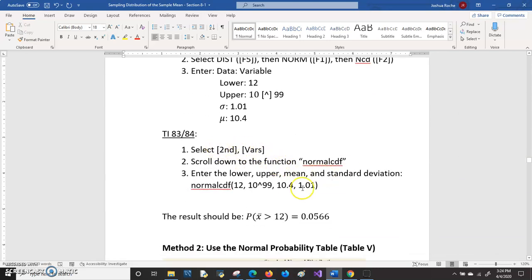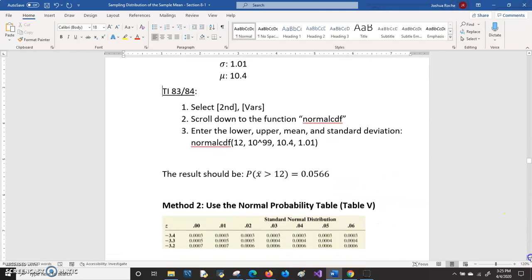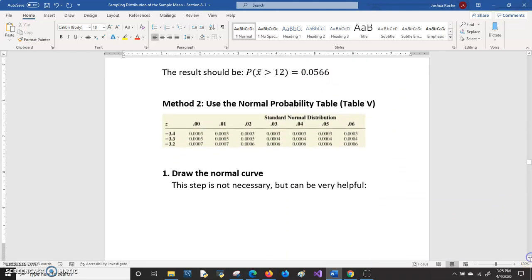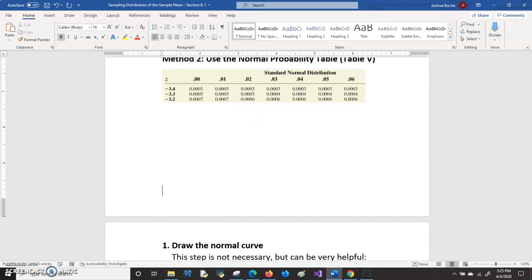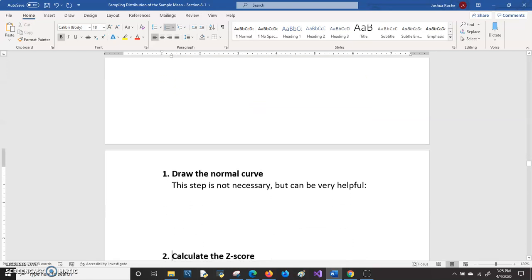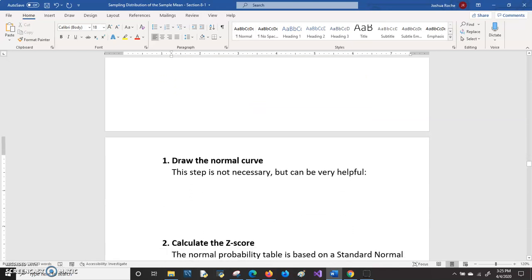For using the TI, use normal CDF, put in all these numbers, but this is the only difference. 1.01 is our standard deviation, and it comes out to about 0.0566. Of course, you could work this out using a table. You could start off by drawing the normal curve, if that helps.